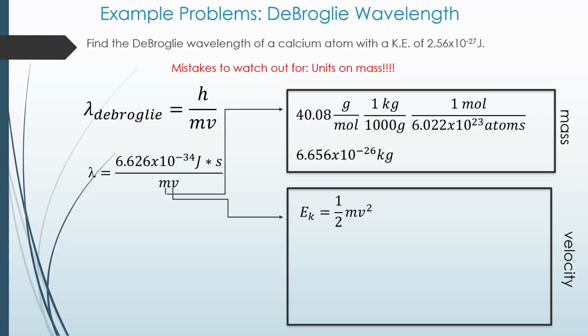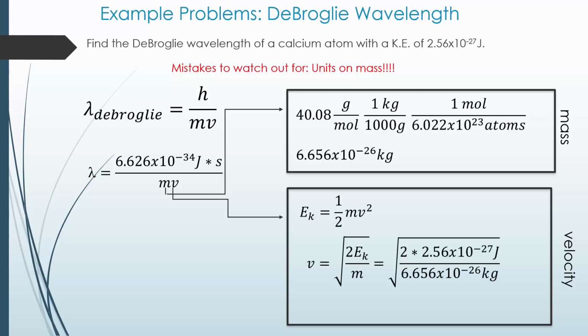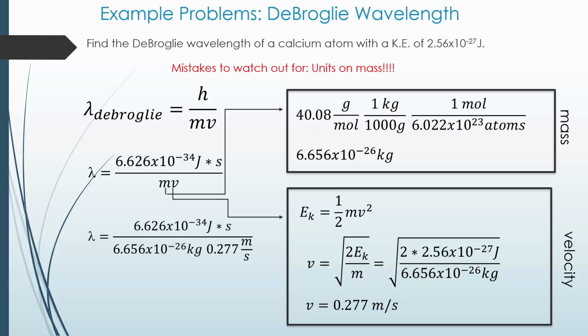For v, though, we have to do another piece of a problem. We need to use the kinetic energy formula to go from kinetic energy to velocity. Once we have the velocity, this can go into the de Broglie wavelength formula. And now we have all of our knowns, and we can solve for a de Broglie wavelength.